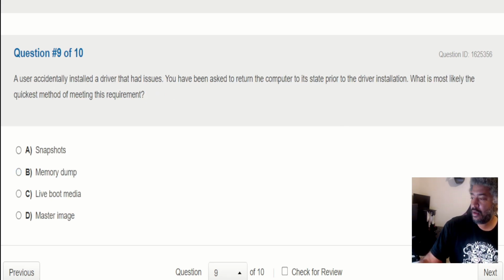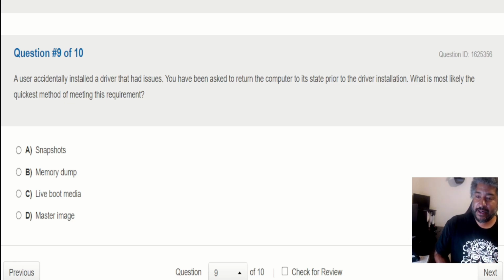Next question. All right. So a user accidentally installs a driver that had issues. You have been asked to return the computer to its state prior to the driver installation. What is the most likely and the quickest method of meeting this requirement? Okay. Our options are snapshots, memory dumps, live boot media, and master image.